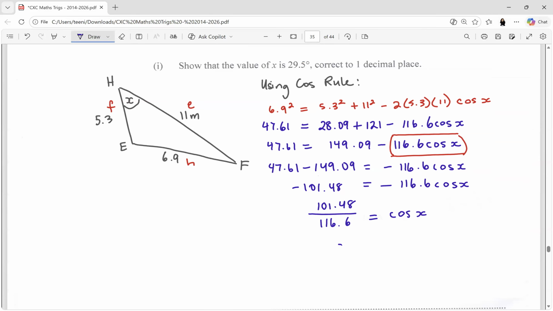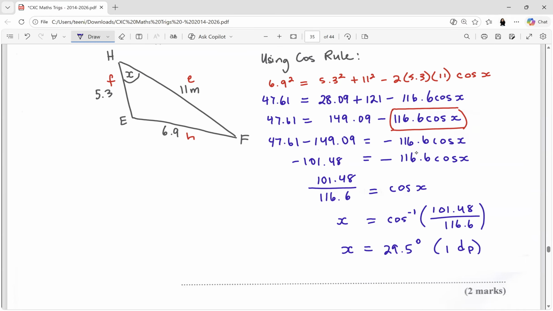And therefore, x is equal to cos inverse, because you always use the inverse functions when you are calculating an angle. So cos inverse of 101.48 divided by 116.6. So this should give us 29.5. If it didn't, maybe I made a mistake somewhere. So let's see. 101.48 divided by 116.6 is 0.8703259. Second function, cos inverse. Yep, I got it. That's 29.5 degrees, correct to one decimal place.